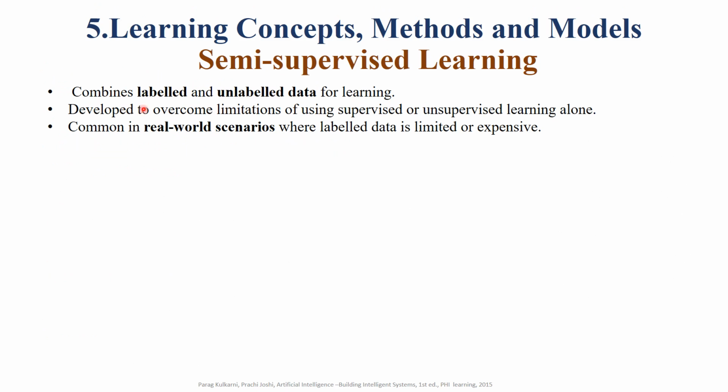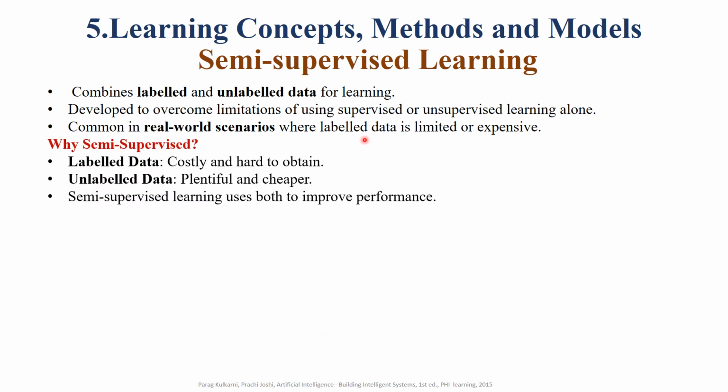Semi-supervised learning. This combines the labeled and unlabeled data for learning. This is developed to overcome the limitations of using supervised or unsupervised learning alone. That is common in real world scenarios where labeled data is limited or expensive. So what is the need for semi-supervised? When we say labeled data, it is costly and hard. When we say unlabeled data, it's available and cheap. So semi-supervised learning uses both labeled and unlabeled data and helps us to improve the performance.